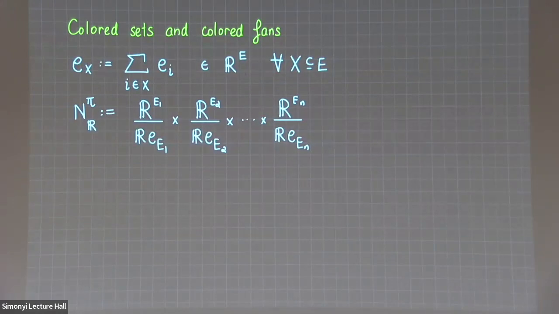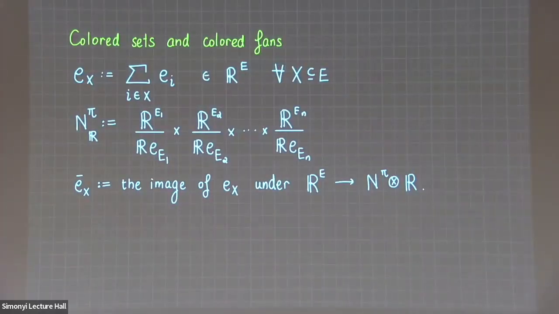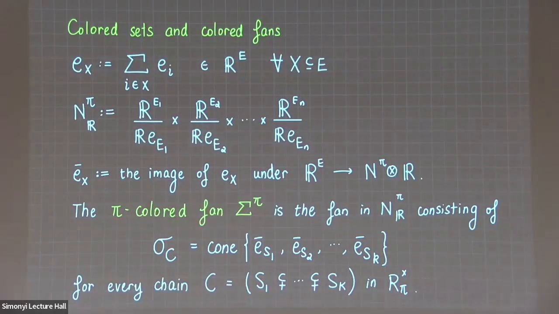I want to consider this vector space N pi R, given by a product of spaces corresponding to each part. Each space is the Euclidean space modulo the all-ones vector, meaning the sum of the indicator vectors within each part. Because I'm taking a quotient, I also have a bunch of vectors in each of these vector spaces that are denoted by e X bar.